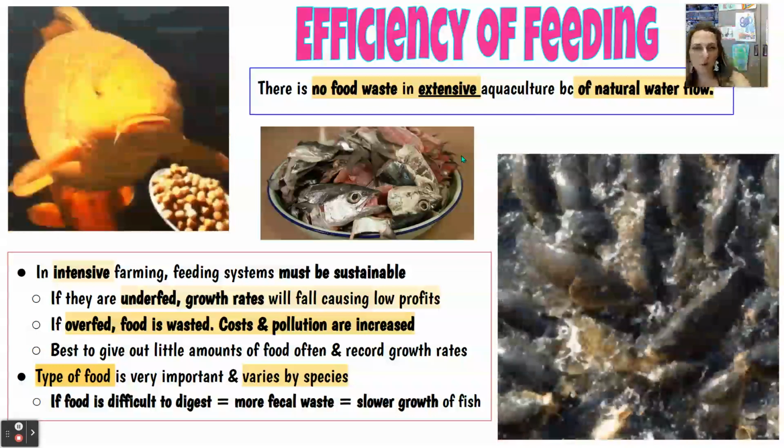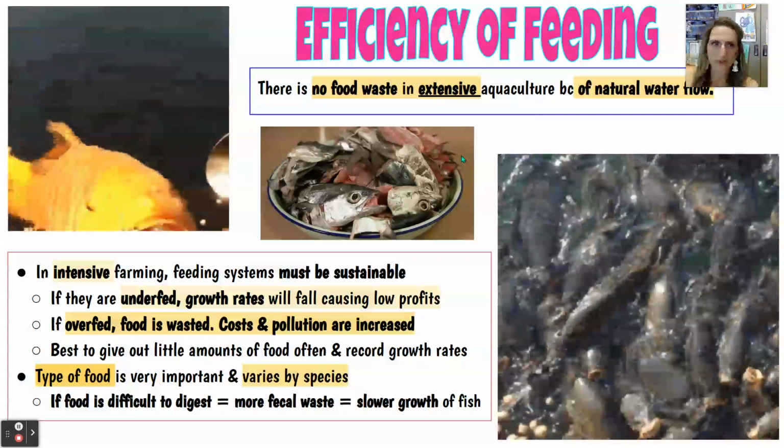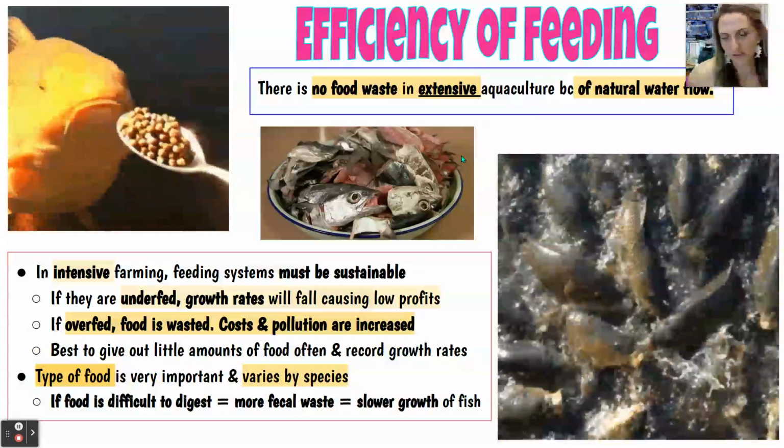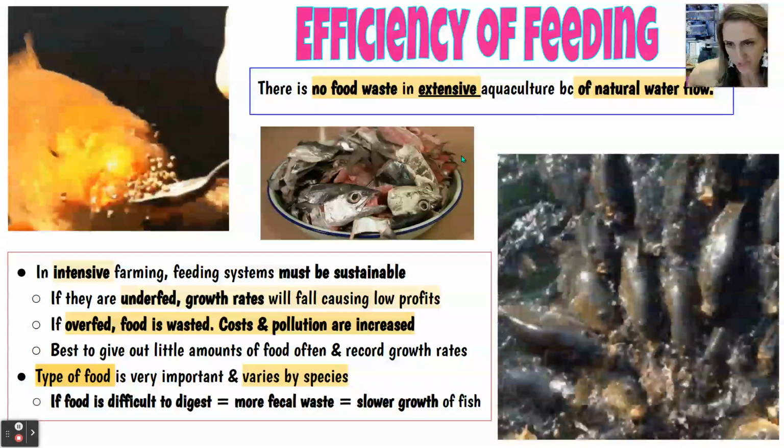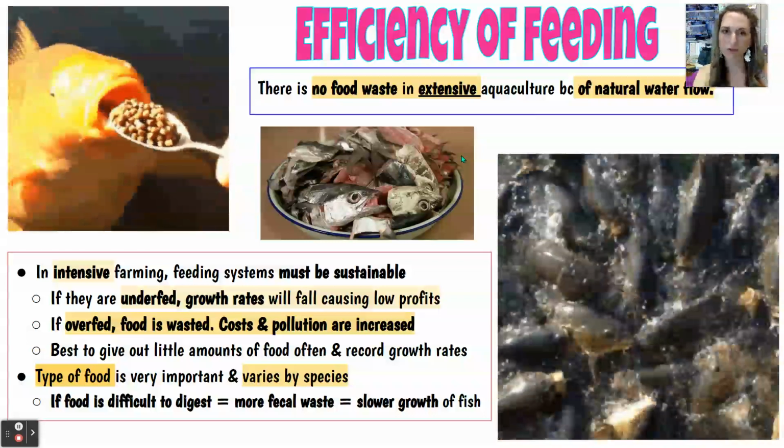The type of food is very important. It varies by species. You don't want to just give every species a one size fits all diet because for some of them it's not easily digestible. If it's not easy to digest, you're going to have more fecal waste and there will be slower overall growth.